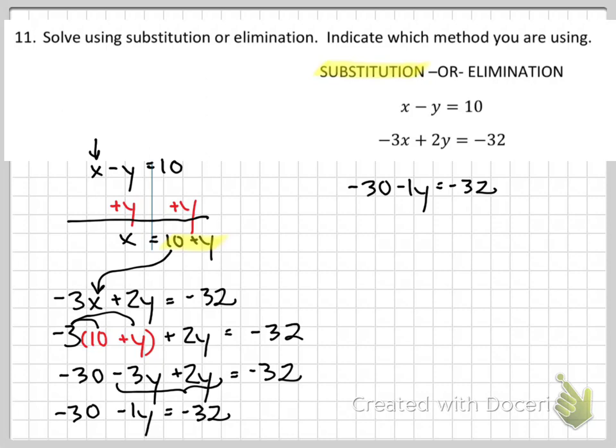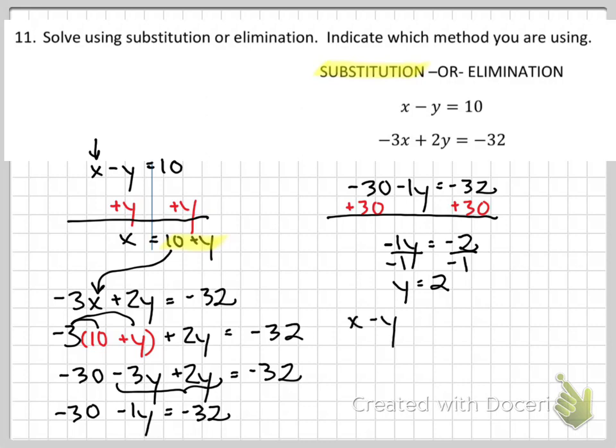So what I would like to do is I would like to get my numbers on the other side, and I'm going to do that by adding 30 to both sides. Okay, so bring down the minus 1y, and that gives me minus 2. If I divide both sides by negative 1, we find out that y equals positive 2. Okay, at this point, it might feel like, gee golly, I really should be done. However, we're not done. There's 2 things left to do.